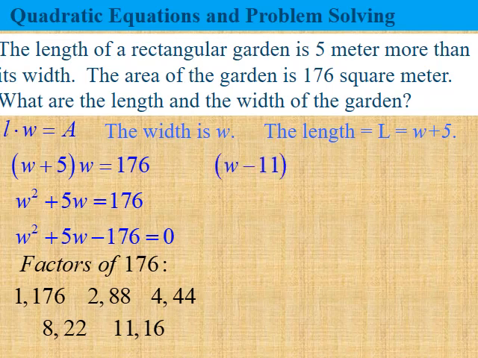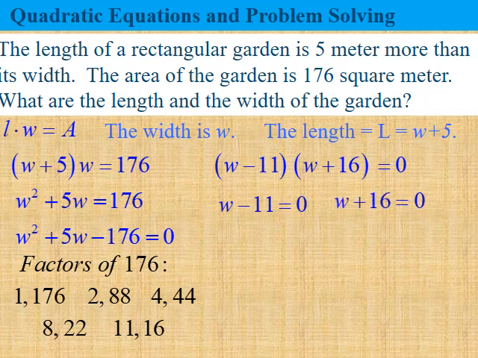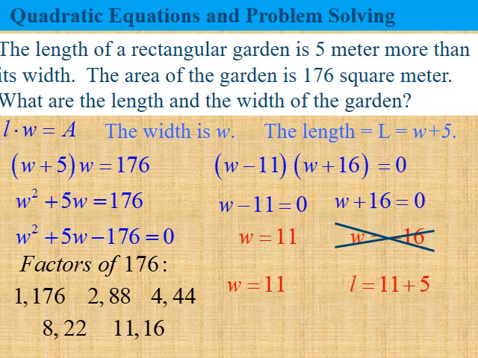So I can say that it's W minus 11 and W plus 16 equals 0. Right. Maybe W minus 11 equals 0 or W plus 16 equals 0. That means W equals 11 or negative 16. And of course, negative 16 is refused. There is no negative length, right? Then I can see that if W equals 11, so L equals W plus 5, or 11 plus 5, finally it will be 16.